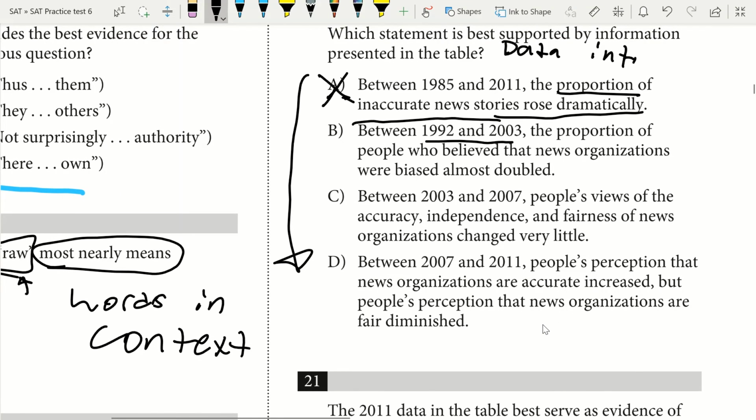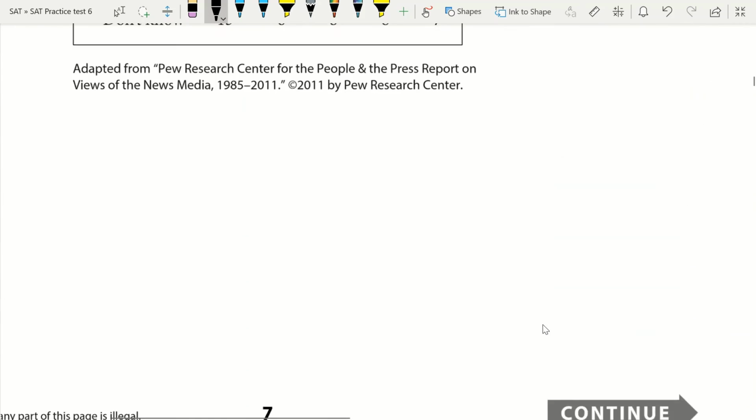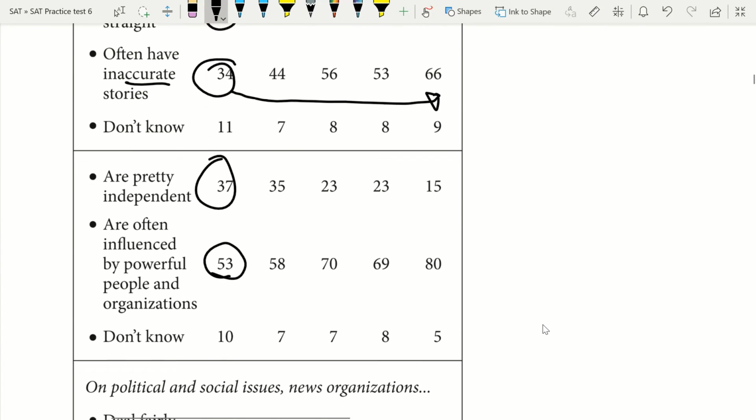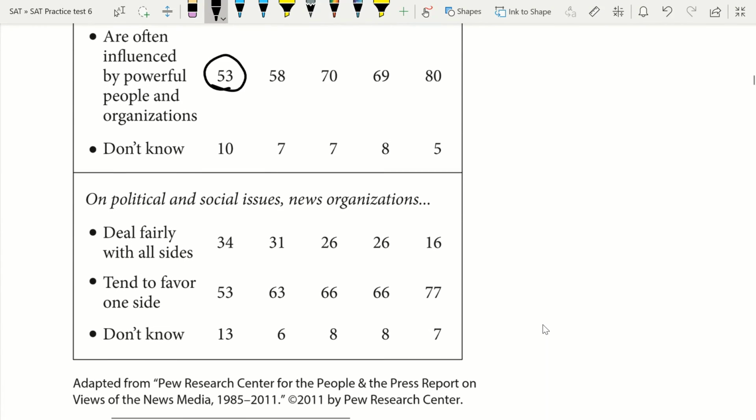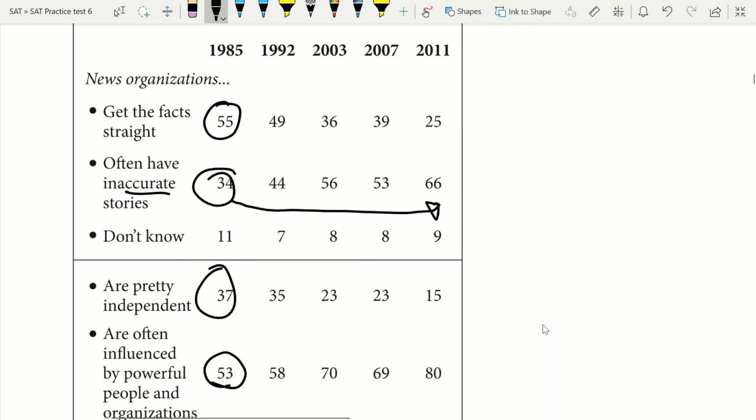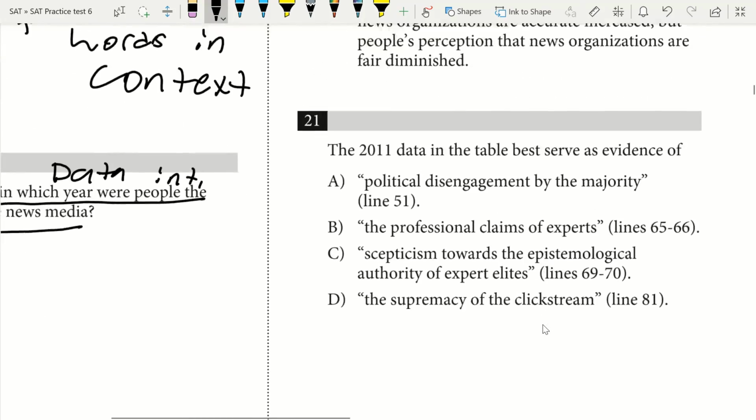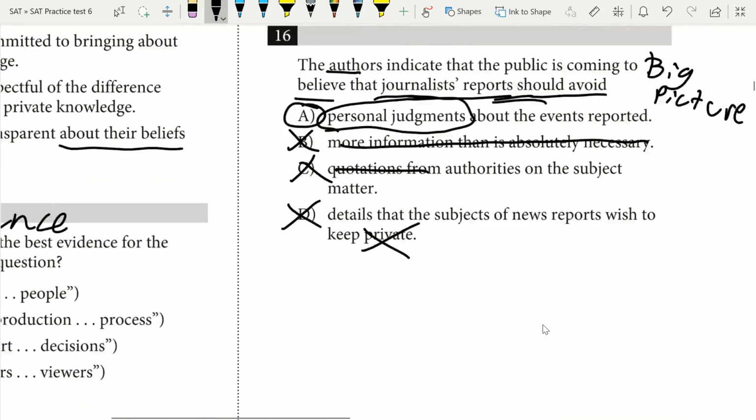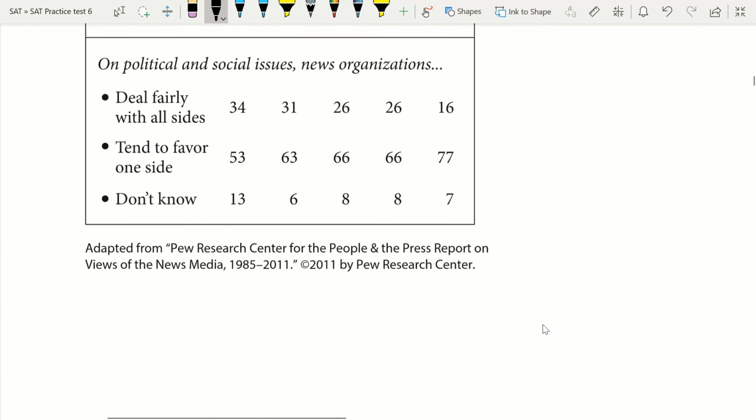Next, we have between 1992 and 2003, the proportion of people who believed news organizations were biased almost doubled. Let's quickly take a look. So we've got 1992, 2003, news organizations being, I think it said biased, I do believe. Let me just double check that. News organizations being biased almost doubled. So let's quickly take a look.